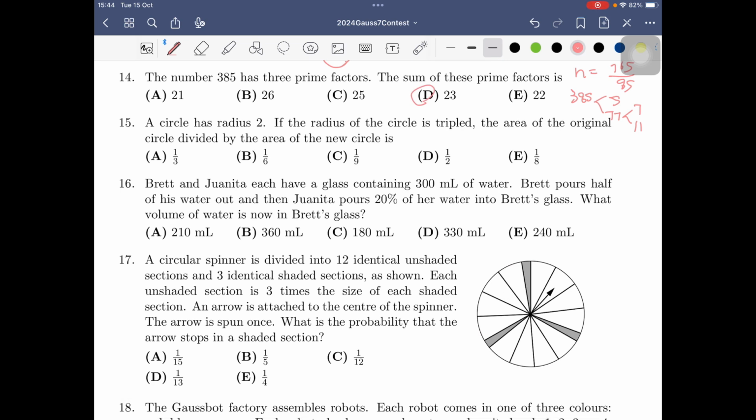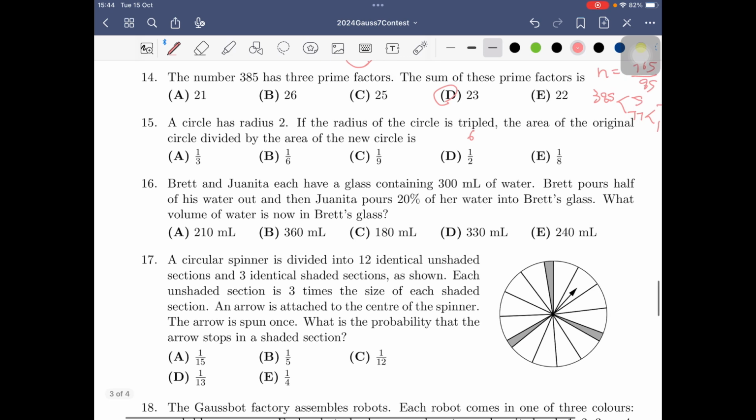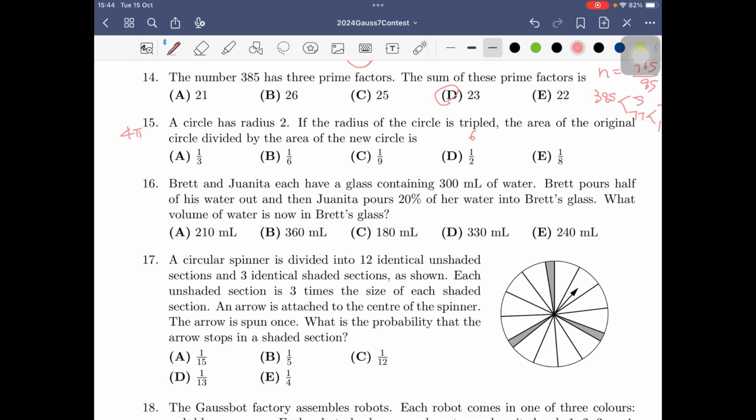Now the circle has radius 2. The radius of the circle is tripled, which is 6. The area of the original circle is pi r squared, which is 4 pi. Divide by the area of the new circle, which is pi r squared, 36 pi. So this becomes 1 over 9.